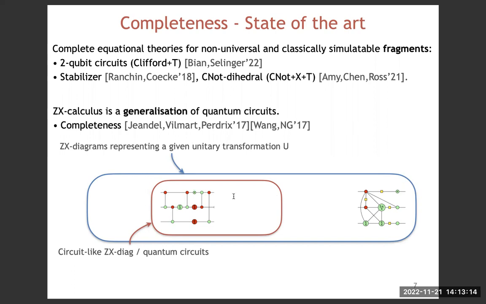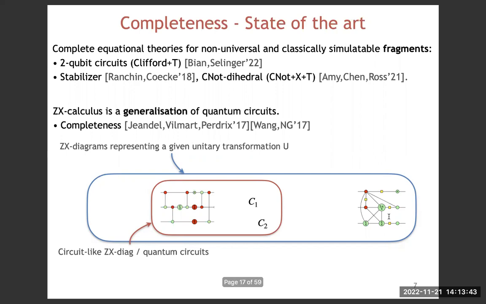Here, for a given unitary transformation, I'm representing all the possible ZX diagrams representing this unitary transformation. We see that some of them are circuit-like. This is the red part. Others are not necessarily circuit-like, like this one here, where the shape is such that we cannot immediately recognize a quantum circuit. So ZX calculus is complete. But what does it mean?